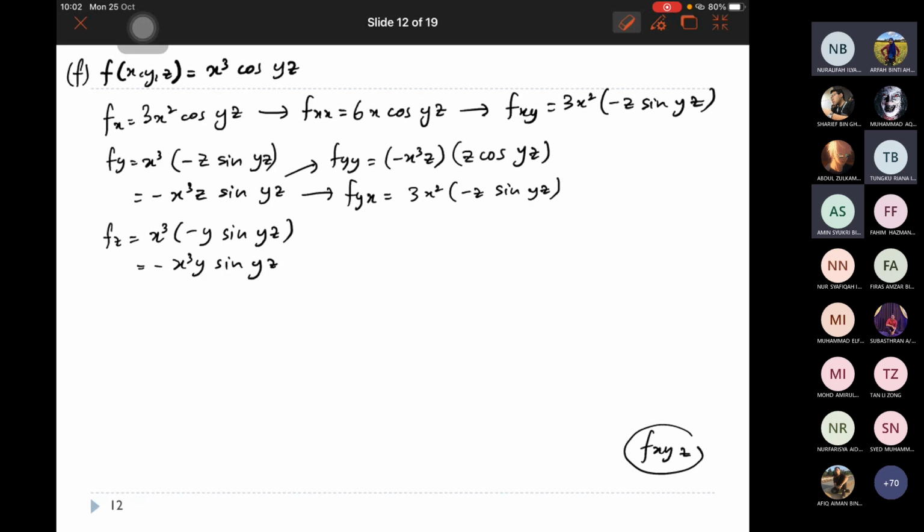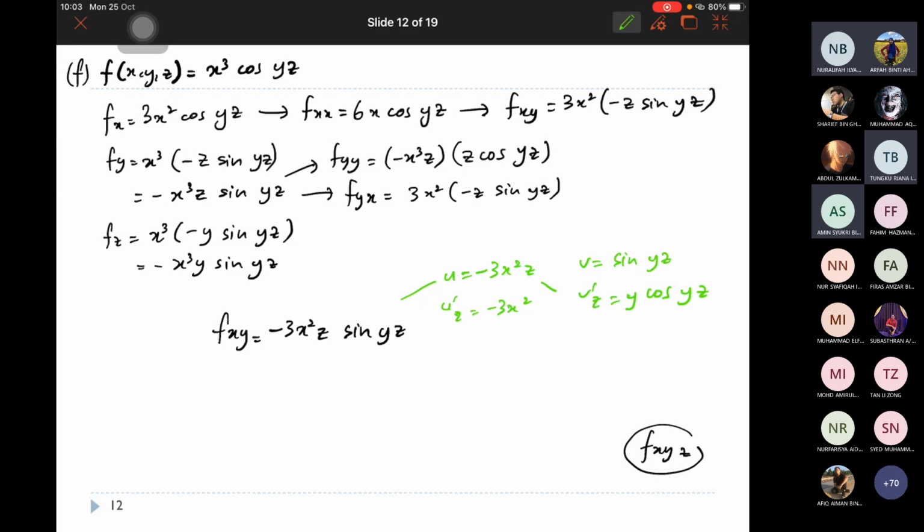So from here your f_xy we have got f_xy equal to negative 3x squared z sin yz. So if you don't know, it's okay, we do it one by one. u equal to negative 3x squared z, u prime z equals negative 3x squared. Okay. v equal to sin yz, v prime z will equal y cos yz.